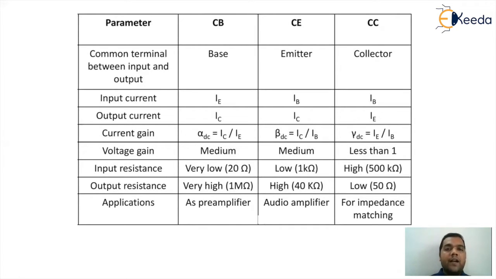The output current for the common base configuration will be IC. For common emitter, it will be IC. And for common collector, it will be IE. On similar lines, we can see the current gain defined as alpha, beta, and gamma, where gamma will be the highest of all. And alpha is approximately equal to 1.